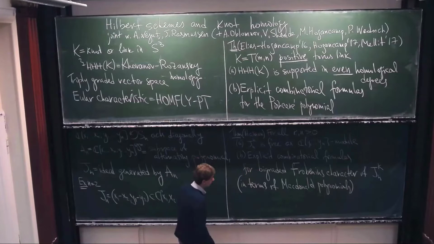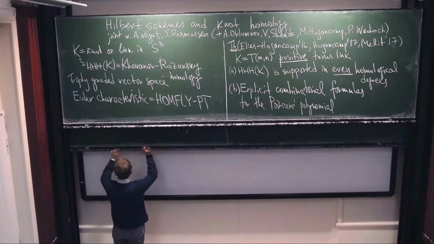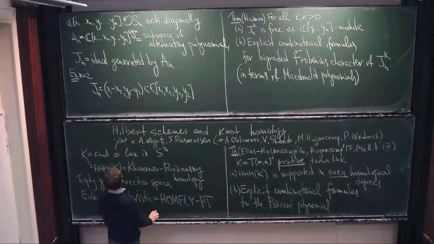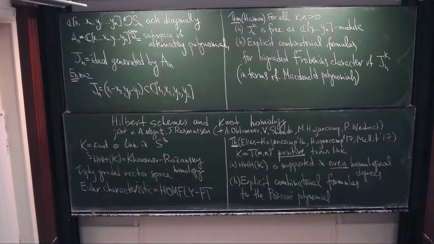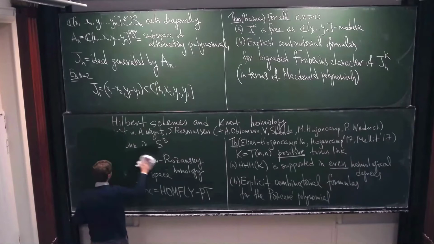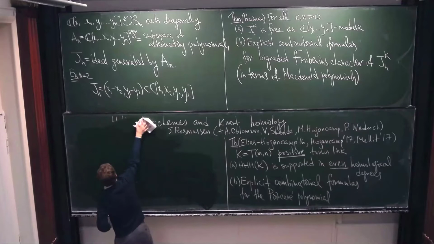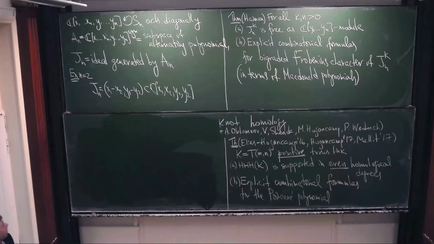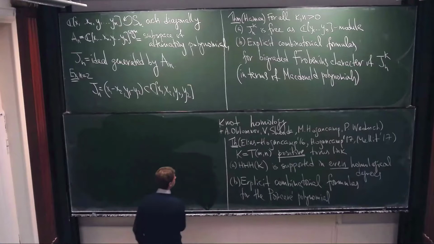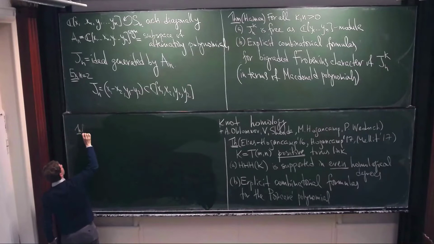And so, why is this relevant? If we know this ideal J, then we can actually give some concrete algebraic interpretation of this result. And so here it is. It's again a theorem of Hogancamp.